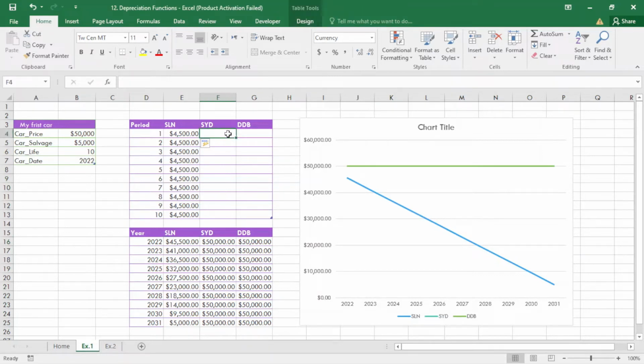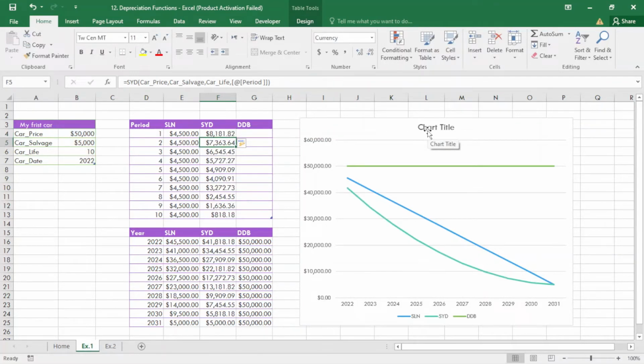But here I use the function SYD, and here I select the cost, comma, salvage, comma, life, comma, and the period of 10 years, close the bracket and enter. So here you can see this is not a straight line, so it depends on the product sometimes. SYD somehow divides by percentage.